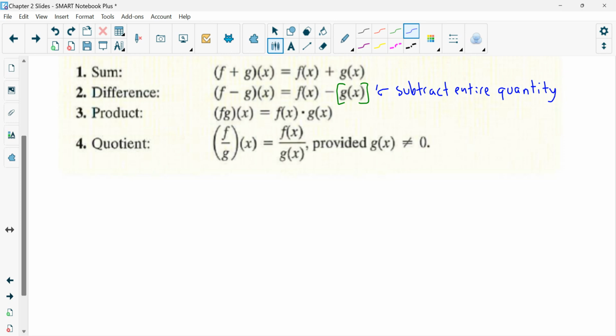To find the product, we would do f times g of x, and that just means we're taking the f function, f of x, times the g of x. And then to do the quotient, we'd be doing f divided by g of x, and that means we're taking the f function, f of x, and dividing it by the g of x function. And of course, we've got to make sure that the g of x does not equal 0.